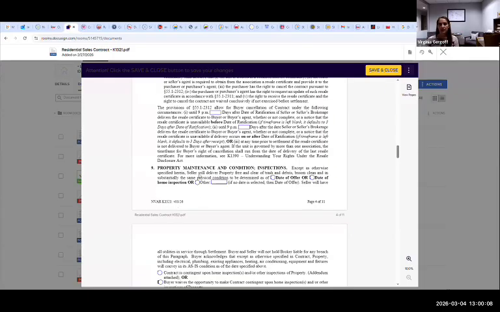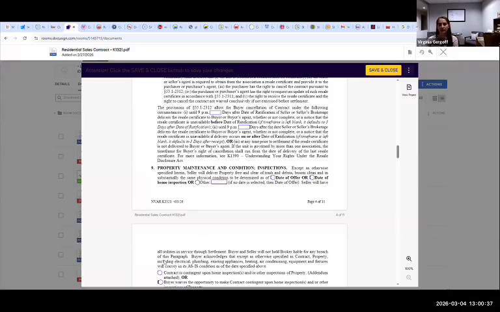Property management and maintenance and condition inspections: except as otherwise specified here, seller will deliver property free and clear of trash and debris, broom clean, and in substantially the same physical condition to be determined as of the day of the offer, the day of the home inspection, or other. If no date is selected, then date of offer. So if you don't put anything in there, the default is the day of the offer.